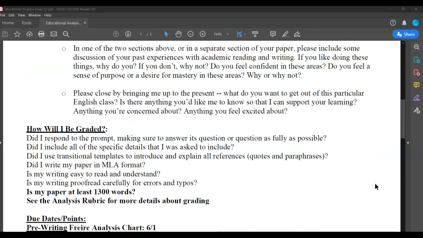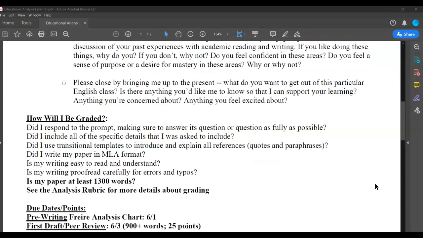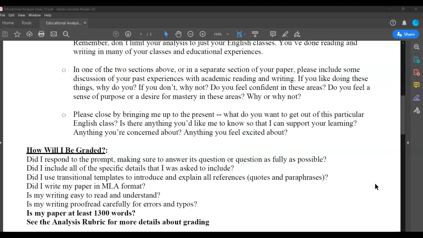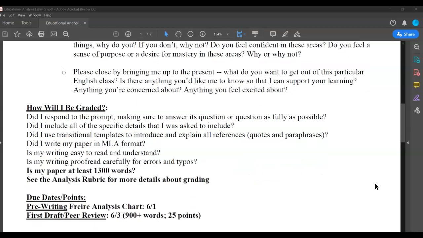But you'll also be graded by how well you respond to the prompt. Did you include all of the specific details you needed to? Did you use transitional templates to introduce and explain all references? Did you write your paper in MLA format? Is it proofread? Is it easy to read? So once again, check out the analysis rubric for more details, and also pay attention to the due dates, which will be specific to your class and may not match this video depending on which class you are in.